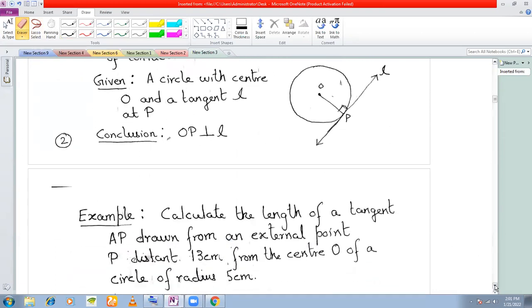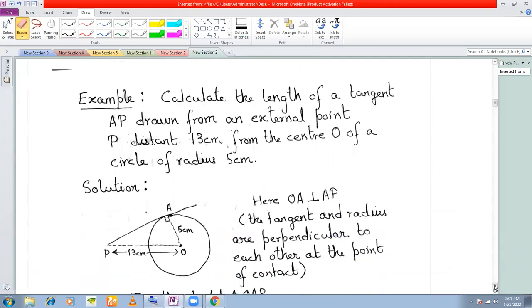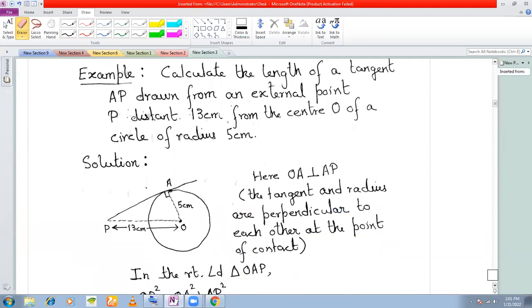A small problem here, the likes of which you have already done in your class 8. Let us briefly discuss this problem and then we can move ahead. Calculate the length of the tangent AP drawn from an external point. So this P is your external point. The diagram is not given, you have to draw the diagram. Take an external point P, distant 13 centimeter from O, of a circle of radius 5 centimeter.